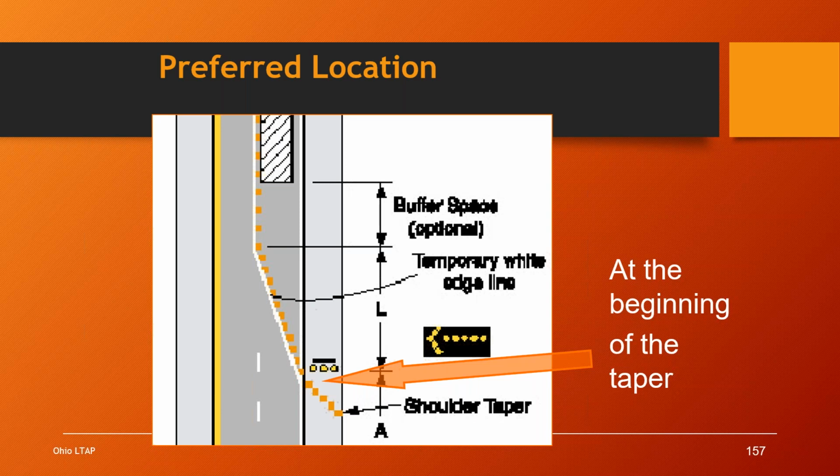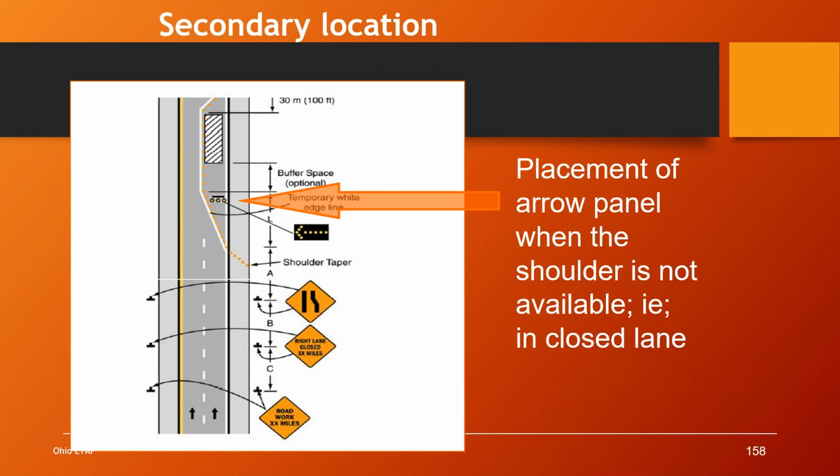Okay, so what do we have here? We have a picture, as we zoomed in on typical application number 33, showing the position of the arrow panel there on the shoulder of the roadway at the beginning of the merging taper, and it's protected by the shoulder taper. And then here we have a situation where the arrow panel is located inside the merging taper because we did not have enough room on the shoulder for it.